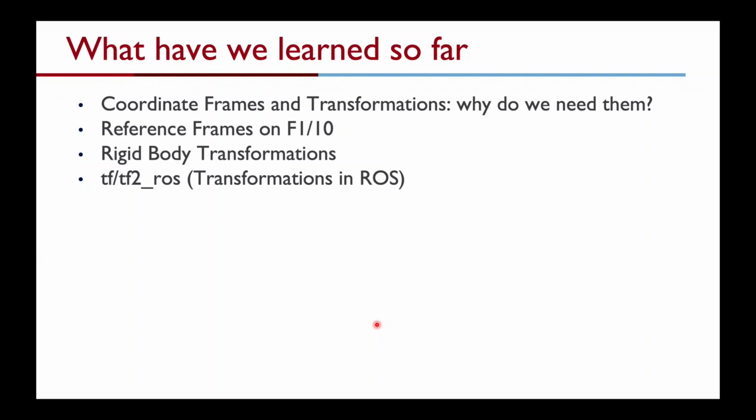Okay, so to recap, the focus of this lecture was to introduce coordinate frames and transformations in ROS and the intuition behind why we need them. We then went into detail about which reference frames are present on the F110 car, and this holds true for both the simulated car and the physical car. We then went into a little bit more detail on how rigid body transformation works in general, and this is what the TF package uses underneath the hood to transform both points and poses from one frame of reference to the other.